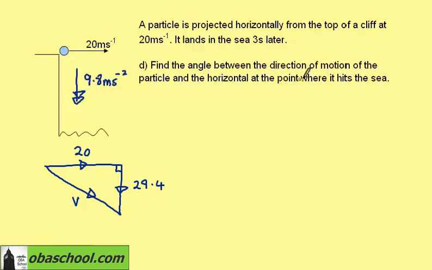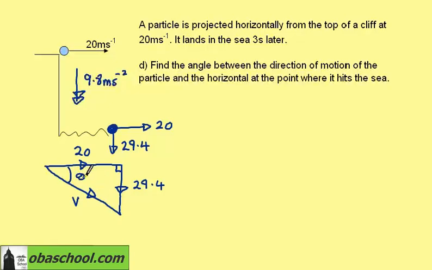Now in part D, we want the angle between the direction of motion of the particle and the horizontal at the point where it hits the sea. This is the same triangle we had before from when the particle hits the sea. We know the horizontal component is 20 and the vertical 29.4. V shows us the direction of motion in this triangle, and the angle therefore with the horizontal is this angle.